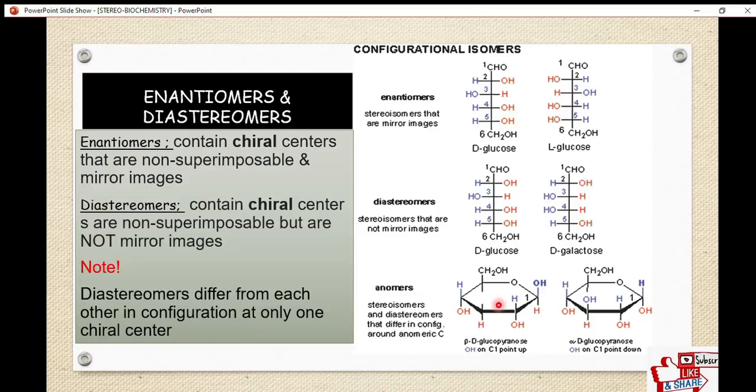Okay, so when we talk about anomers, they are in carbohydrates. We'll talk about carbohydrates in our next lecture, and you'll get to understand what anomers are. They are just the interconversion between two anomeric forms, the alpha and the beta form. So we'll talk about it in our next video.